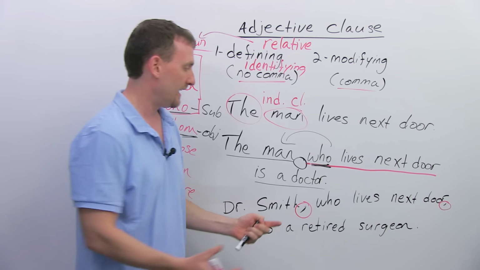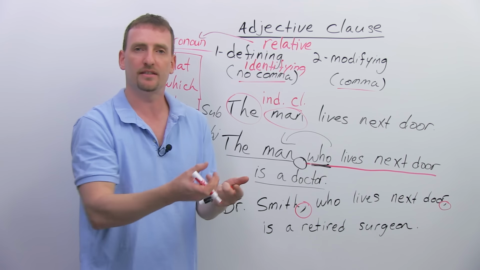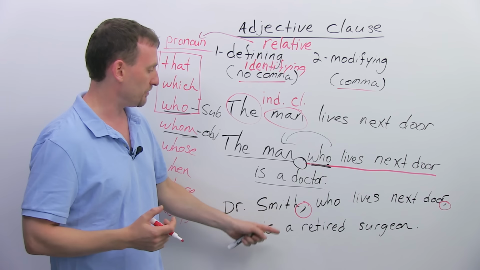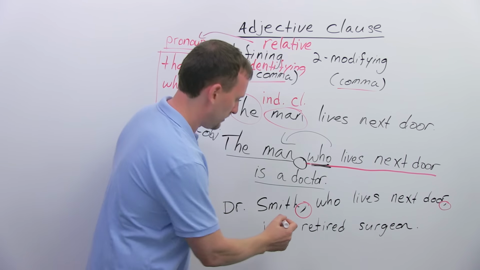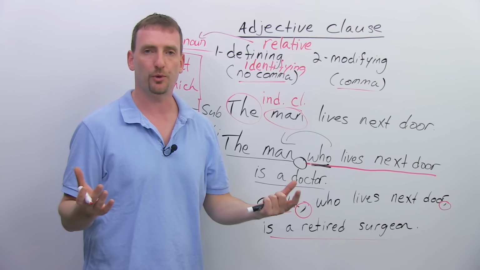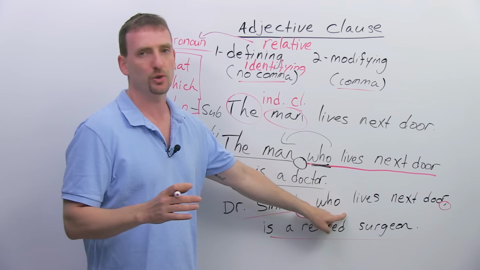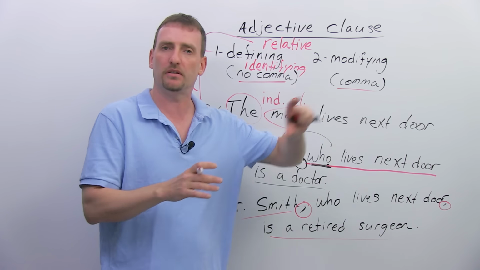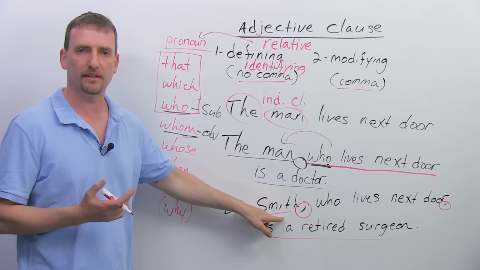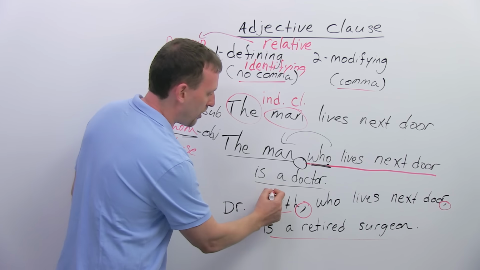What does this mean? It means that who lives next door is just extra information. I can take it out. Dr. Smith is a retired surgeon. Here's my independent clause. Complete, doesn't need any more information. This is a choice. I want to give you a little bit of information, tell you where he lives. Now you're thinking, well, why don't I need to identify him? Because this is a proper name.